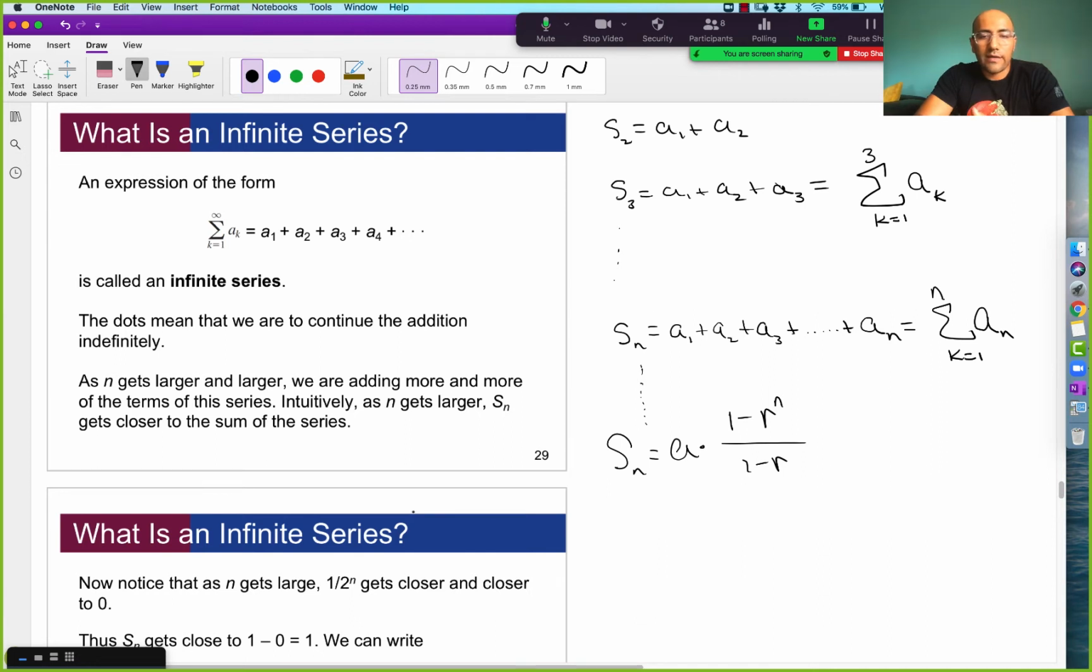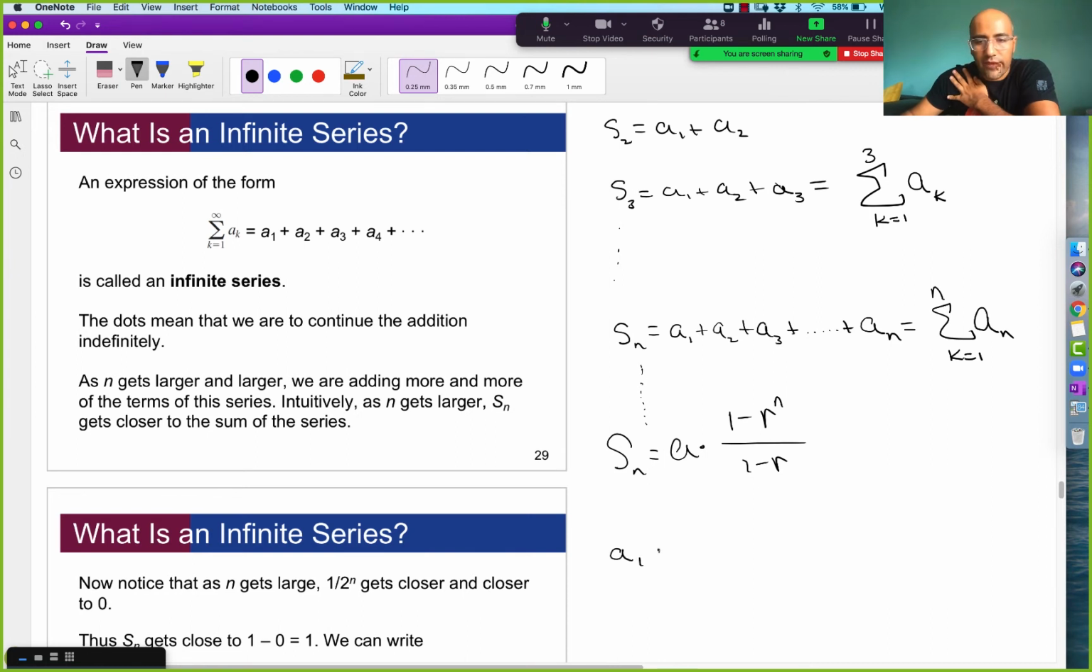So intuitively, as n gets larger, S sub n gets closer to the sum of the entire series. Right? So if I wanted to add all of them up, A1, A2, A3, all of them, all the way out to infinity, whatever that number is, keep it in your head. As these partial sums get larger and larger, they will get closer and closer to the actual sum of all of them. Does that make sense? So here, this is what I'm trying to say.